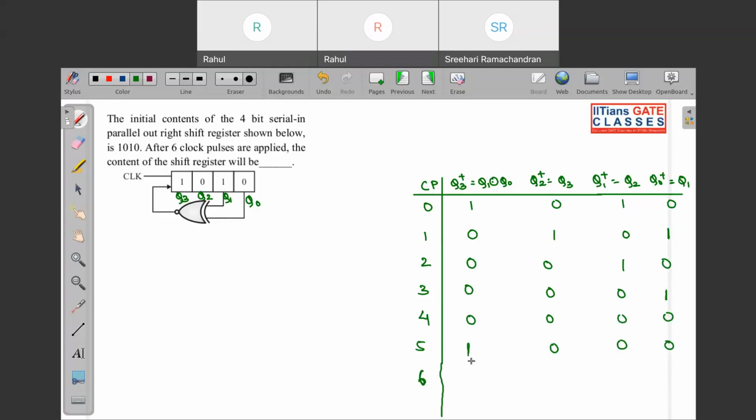Now sixth clock pulse. So after the sixth clock pulse, this is only asked. So this will be 1 1 0 0. So what answer did you say, Srihari? Same, this 1 1 0 0. Yes. So this is the answer, 1 1 0 0.